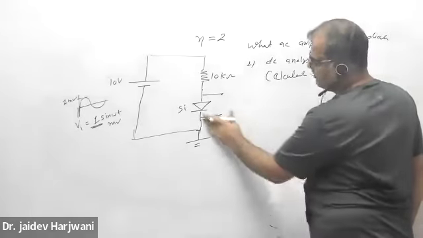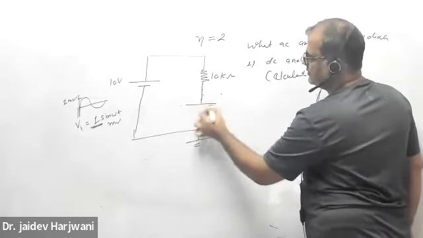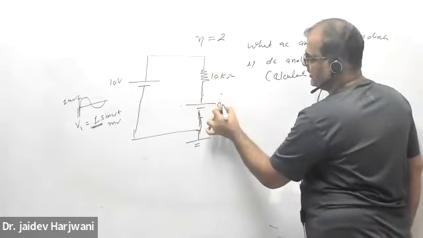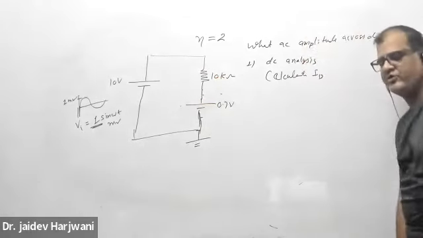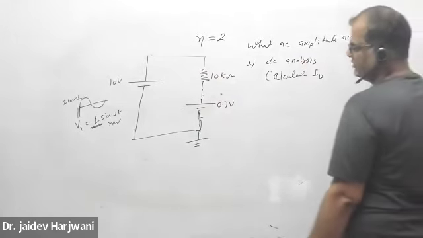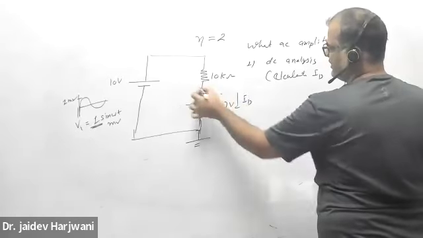Forward bias. So then replace it by short circuit. No, zero? It is a silicon diode now, na? 0.7 volt. If it is ideal, then you can replace it by a short circuit. But they have given the silicon diode, so you have to replace it by 0.7 volt. Okay, now what is ID flowing in the circuit?